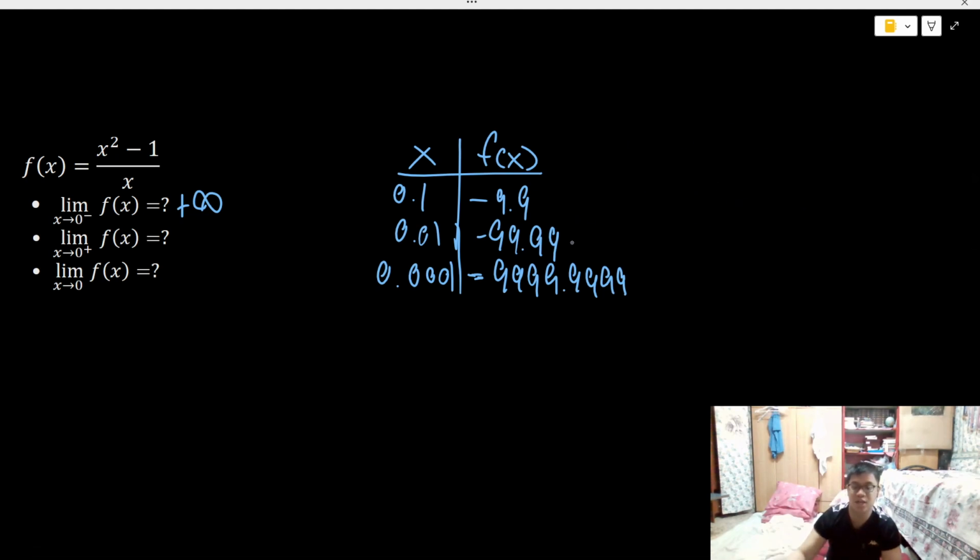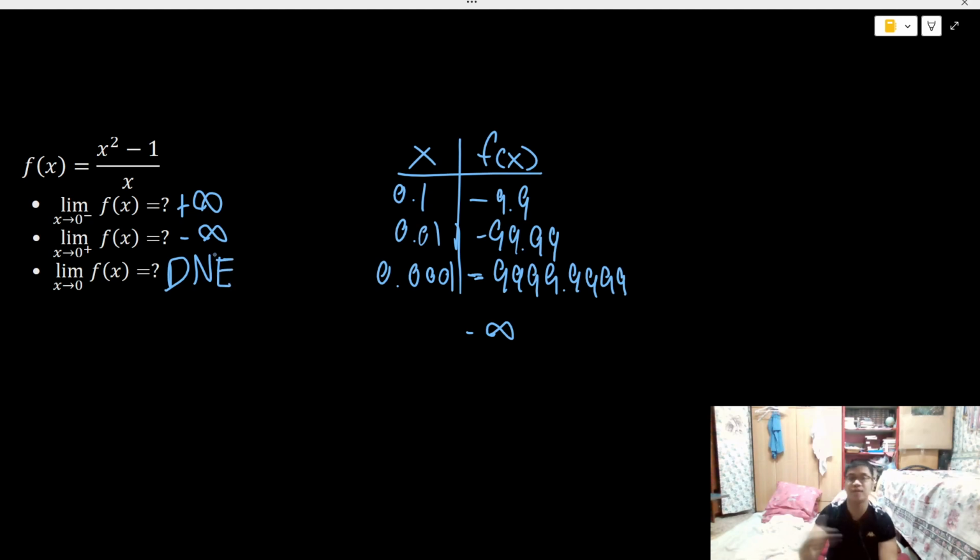So as you can see, if we substitute 0.00000001, you will have a large negative answer. So meaning it's decreasing. The values keep on decreasing and decreasing. So it's negative infinity. And now what would be your answer here? Since both of them are not the same, it implies that the limit does not exist.